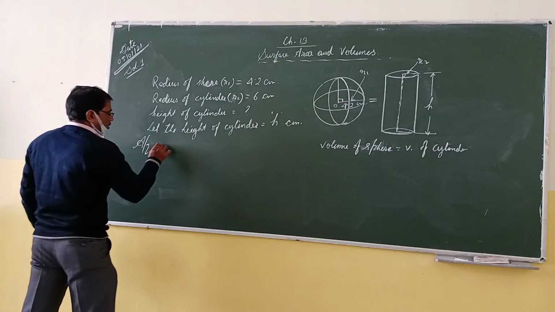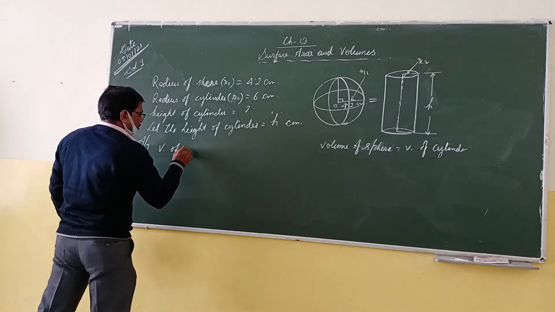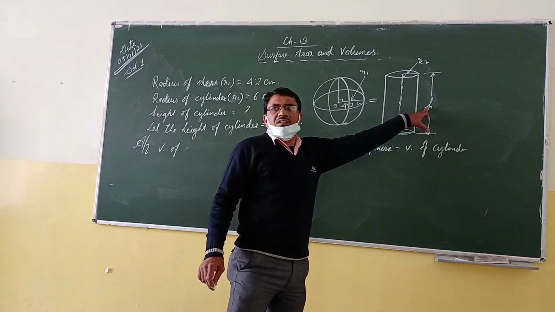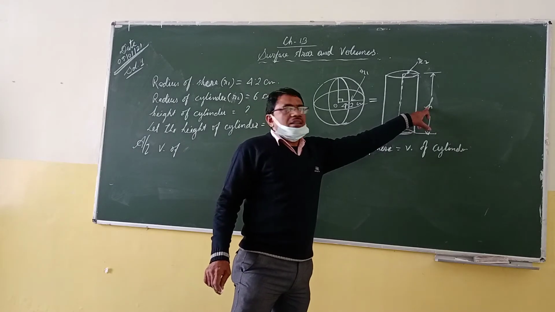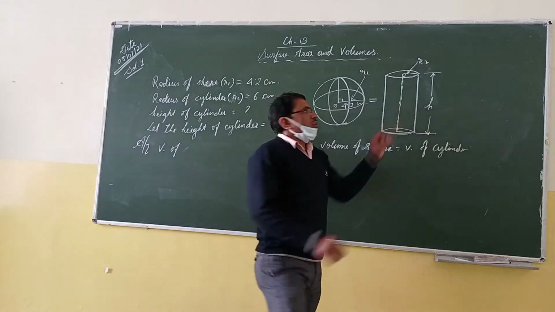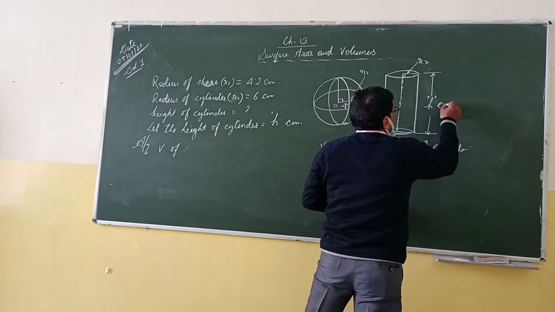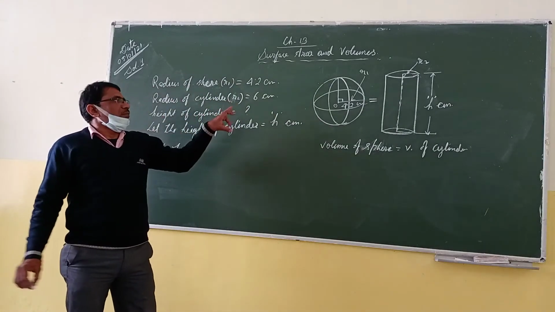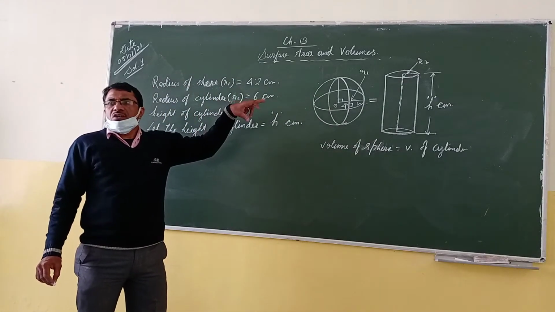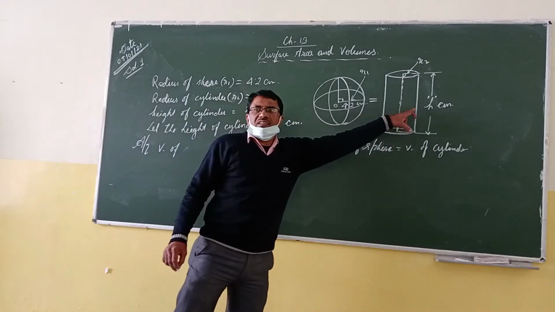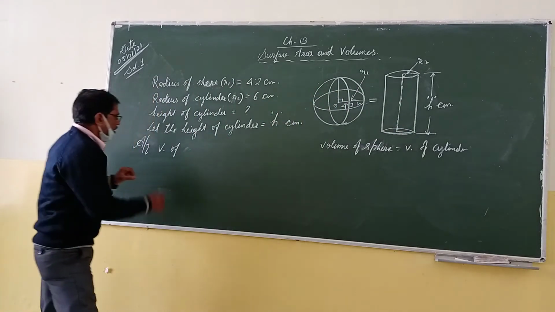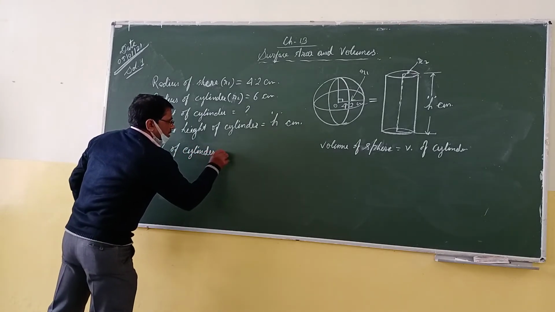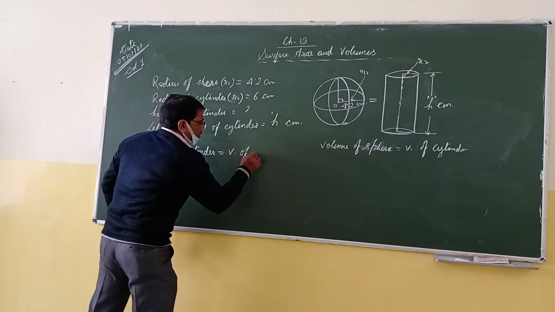According to question, we are finding now height of cylinder. That's why our requirement is height. So whatever you will find, that you will write first, and which is given completely we shall write now next. So our subject will come from cylinder. So at first I want to write here volume of cylinder is equal to volume of sphere.